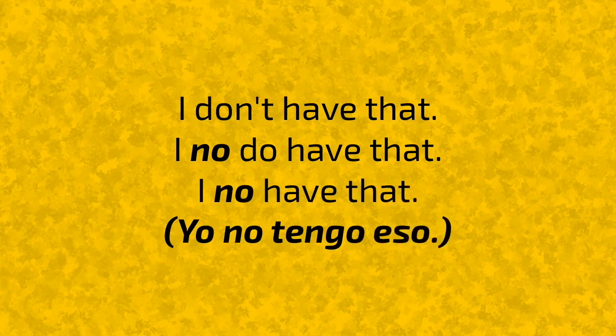Now this is where it gets a bit weird because to Spanish speakers, the idea of do have is really wacky. They simply don't understand the idea of putting do before another verb. Instead, they simply use the other verb by itself. In other words, instead of saying, I do not have that, they say, I not have that, or yo no tengo eso. That's definitely worth practicing one more time, so here's another sentence.